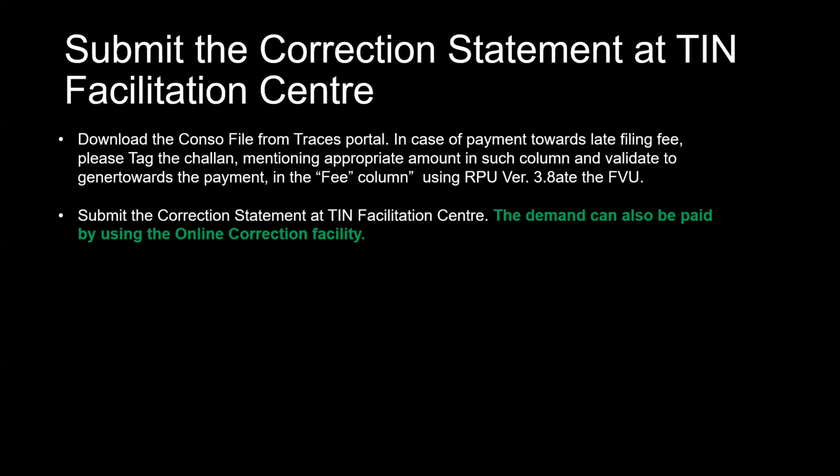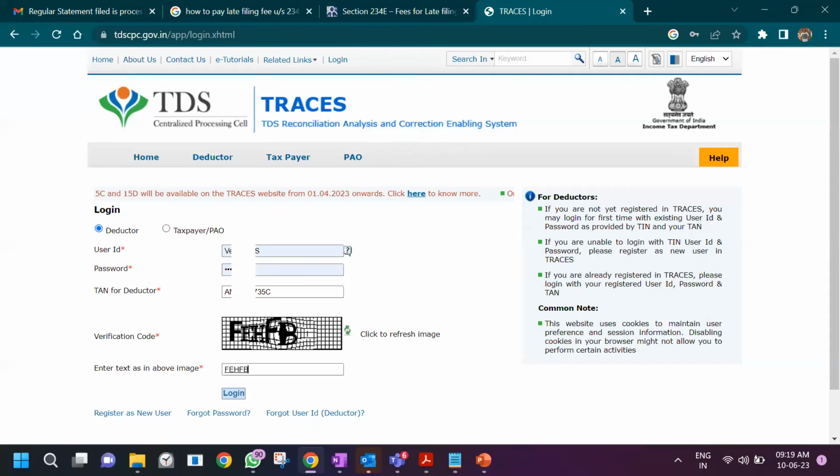Now let's go to the second part, which is that you've paid your TDS, but now you have to match it to the return that you would file, to say that this is for this return that I have paid this amount. So this can be done using the online correction facility.